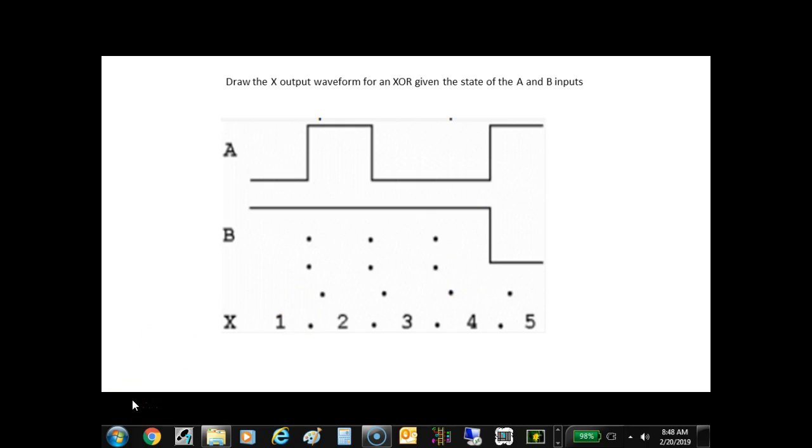So that's the worksheet. Any questions on that, guys? Like I said, I didn't have a key to give y'all out.